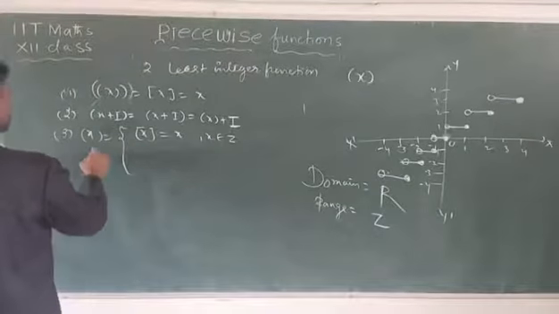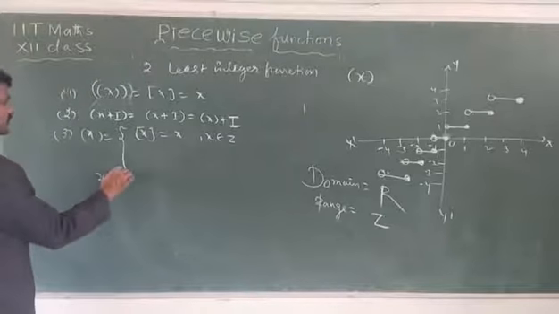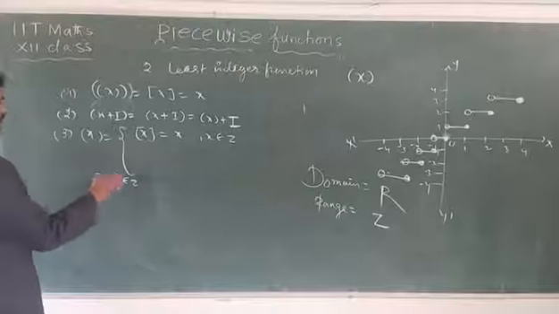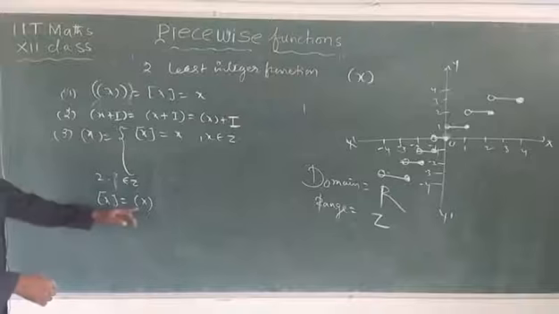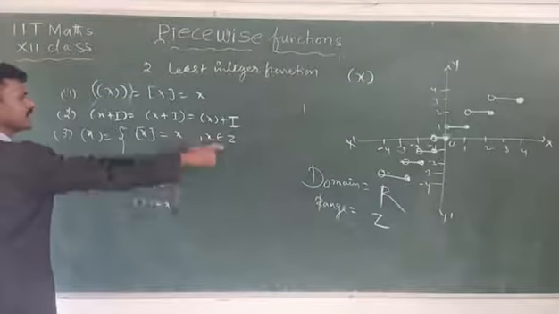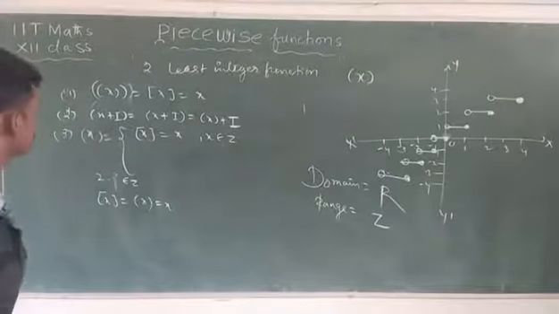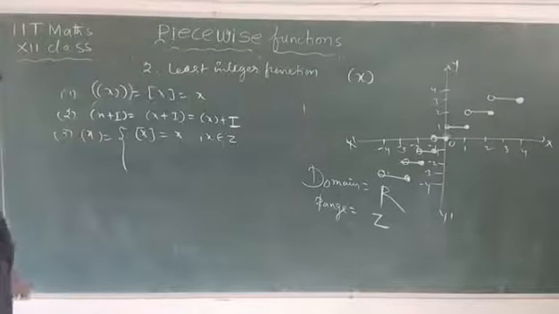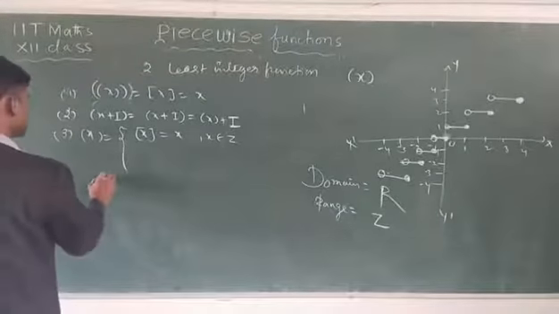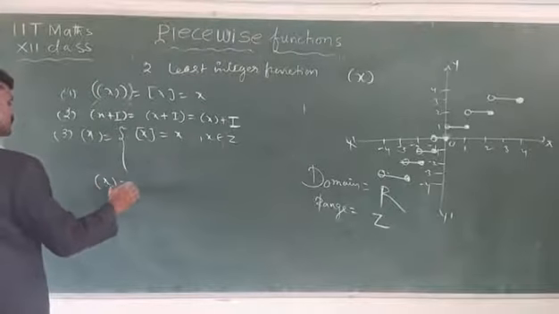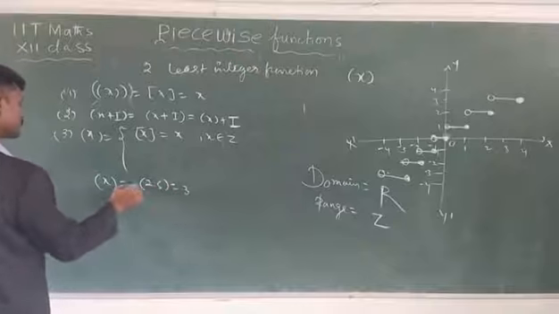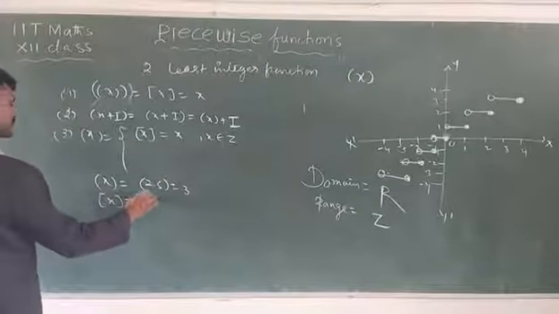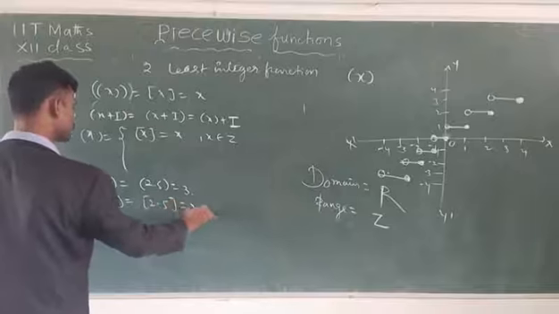Suppose you take 2.5. This does not belong to Z. You take its step value, also 2, and the least integer function is also x where x belongs to Z only. Suppose x does not belong to Z, how is it? See here, the least integer function of 2.5 is 3. Now the same, step of 2.5 is written as 2.